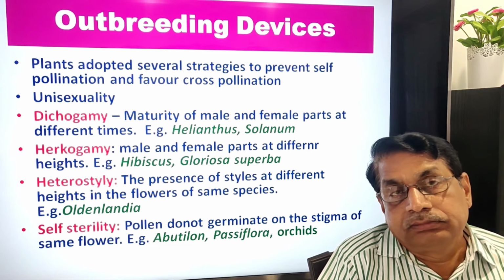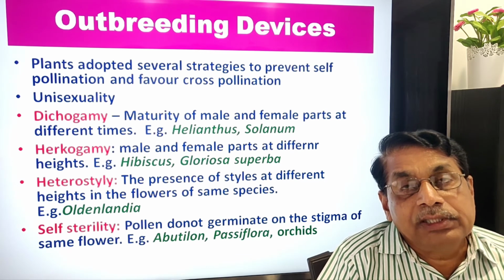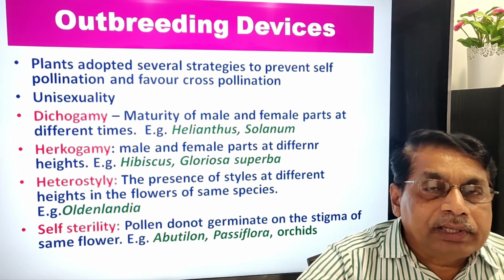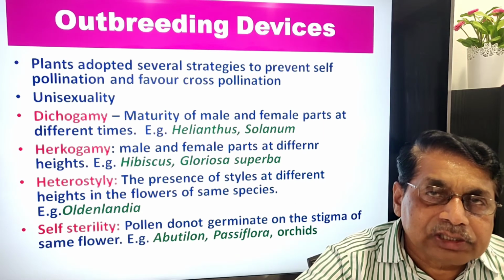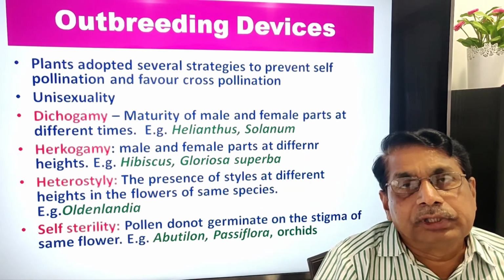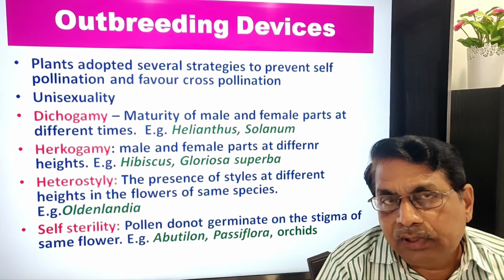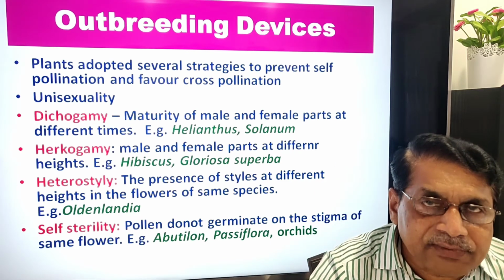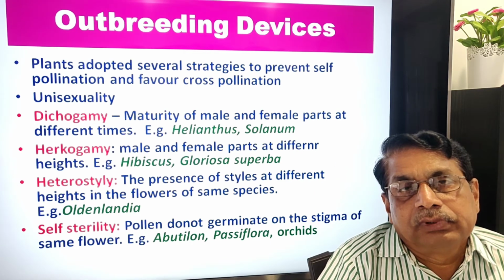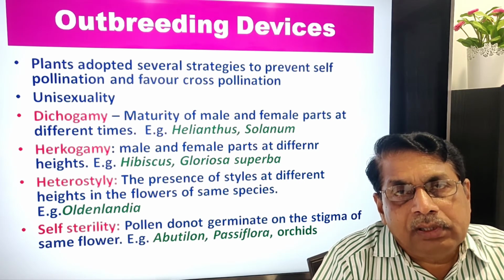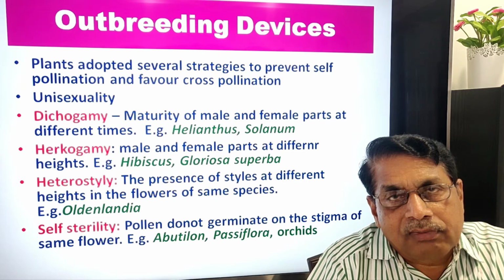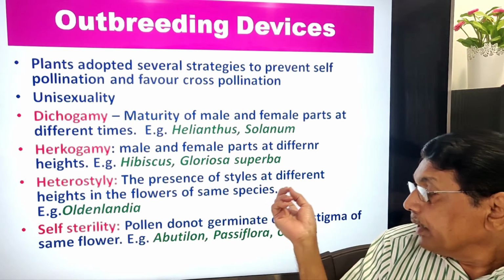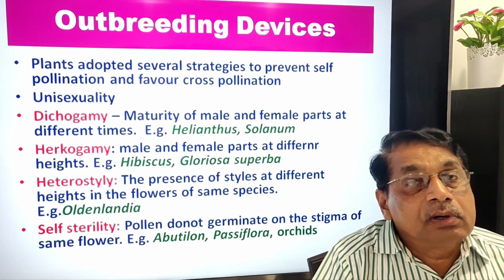Self-sterility. But there is some mechanism. Suppose accidentally the pollen grains of a flower fall on the stigma of the same flower, they do not germinate. Or in other words, the stigma does not allow the pollen grains to germinate on its surface. So there is no compatibility between the male and female parts of the flower. That is called self-sterility. It is found in Abutilon, Passiflora, and many of the orchids.